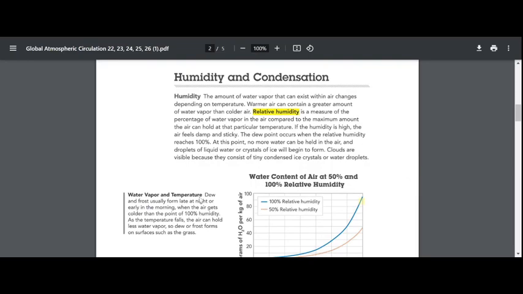So, water vapor and temperature: dew and frost usually form late at night or early in the morning when the air gets colder than the point of 100% humidity. As the temperature falls, the air can hold less water vapor, so dew or frost forms on surfaces such as the grass.